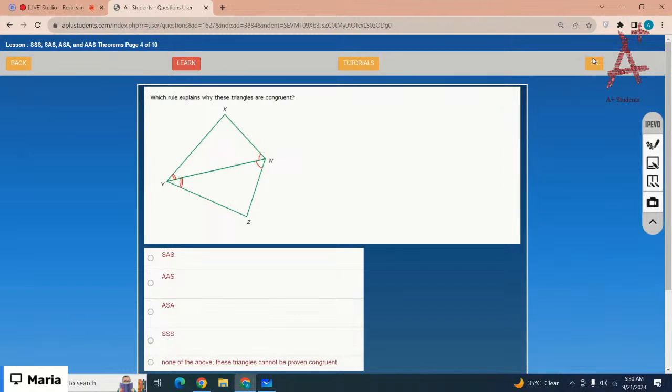It is side, angle, and side, right? No, that would be angle, side, and angle, because two of the angles, this one and W angle, and you have a common side, that would be WY. So it would be angle, side, and angle.